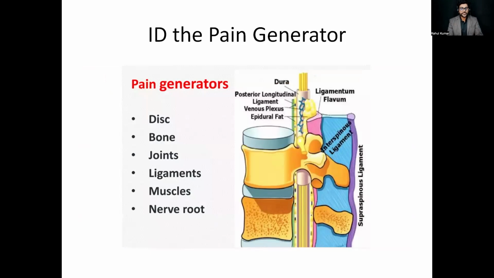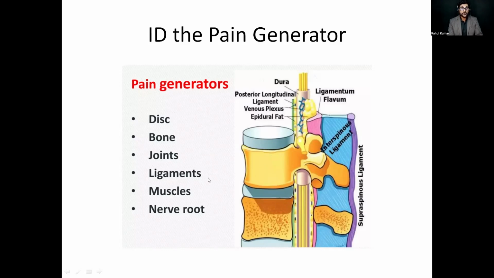Pain generators, like I was talking about before, come from multiple regions, like the disc here. The disc can be compressing onto the nerve roots, and that can become a pain generator. The disc itself being ruptured, the annulus being ruptured, becomes a pain generator, with a more autonomic kind of pain pattern. Then you have bone, obviously bone fractures. Vertebral body fractures are very common in older patients. And joints: with facet arthropathy, the joints can generate pain.